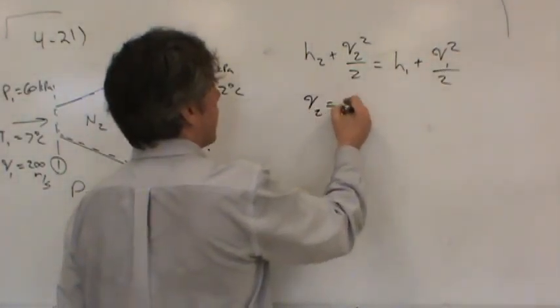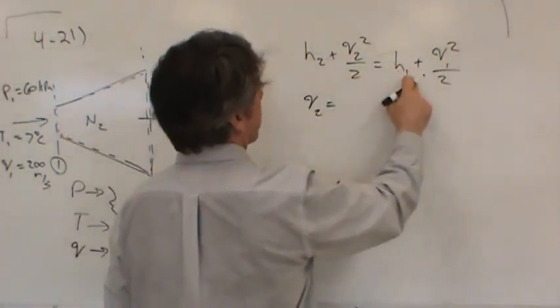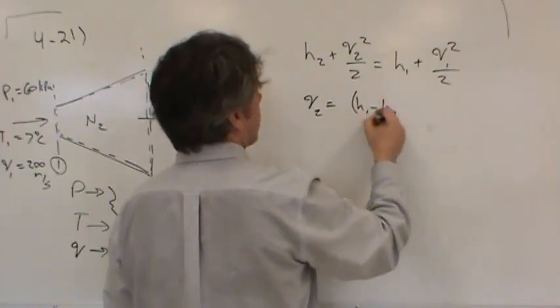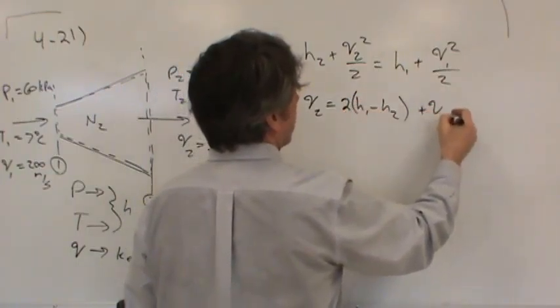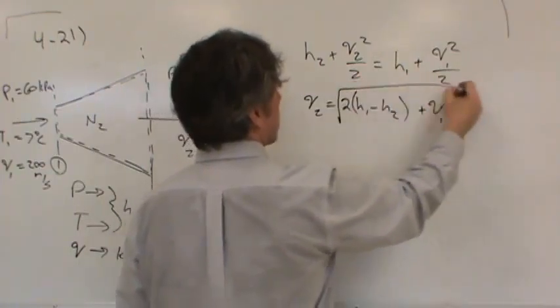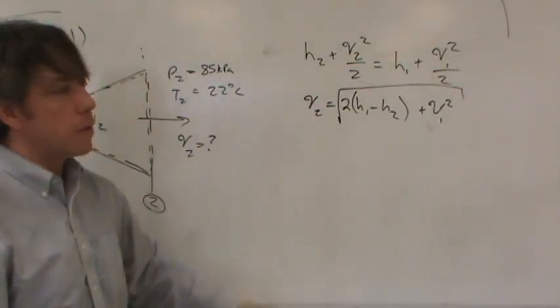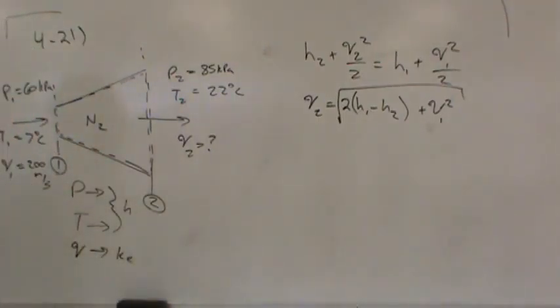So the velocity at the exit would be equal to, well, let's see, we've got to subtract off h2, so h1 less h2. We have to multiply by 2, and don't forget we've got a v1 squared here, and then take the square root. So I just solved it all in one step. All I did is rearrange the equation for v2. You can verify that it's correct if you want with algebra. Okay?